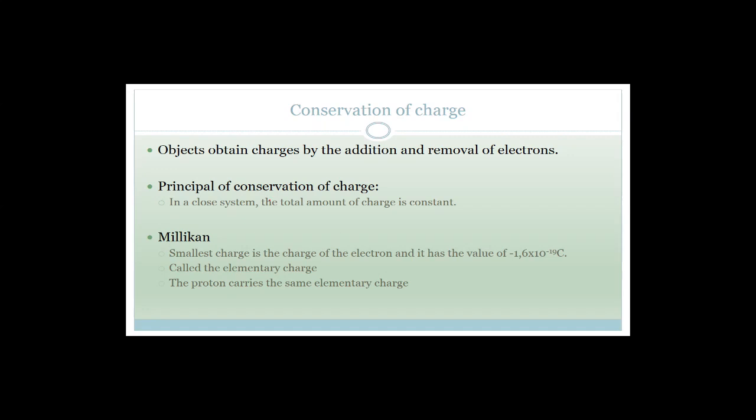Now, the principle of conservation of charge says that in a closed system, the total amount of charge is constant. The total amount of charge is constant. And that is very important.